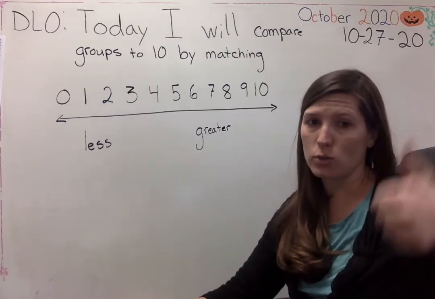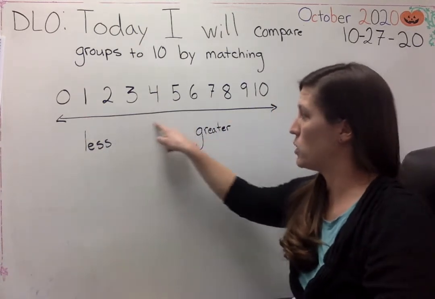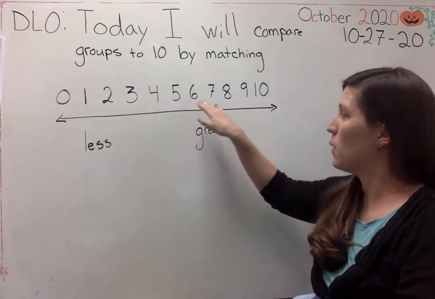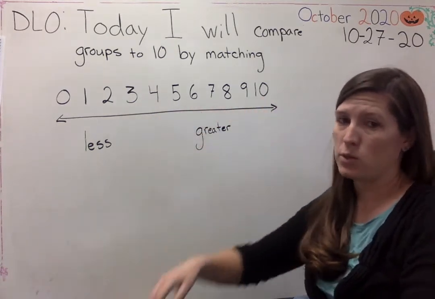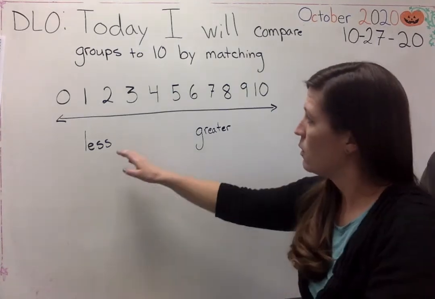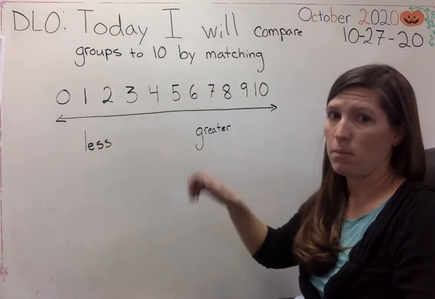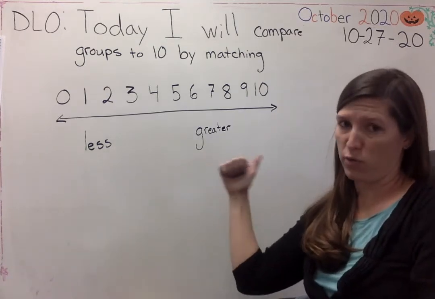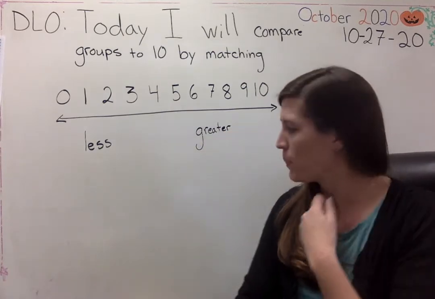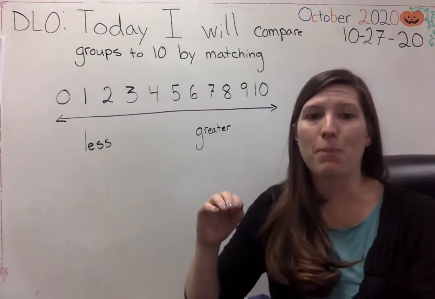Say greater. Greater. When we go up, it's going away from 0. So I have it going to the right because when we read, we start on the left and we go to the right. It's getting greater. The number and the quantity are more. So say greater. Say getting more. Getting more. So less, not as many, closer to 0. Greater, getting more, going away from 0. It has more quantity.